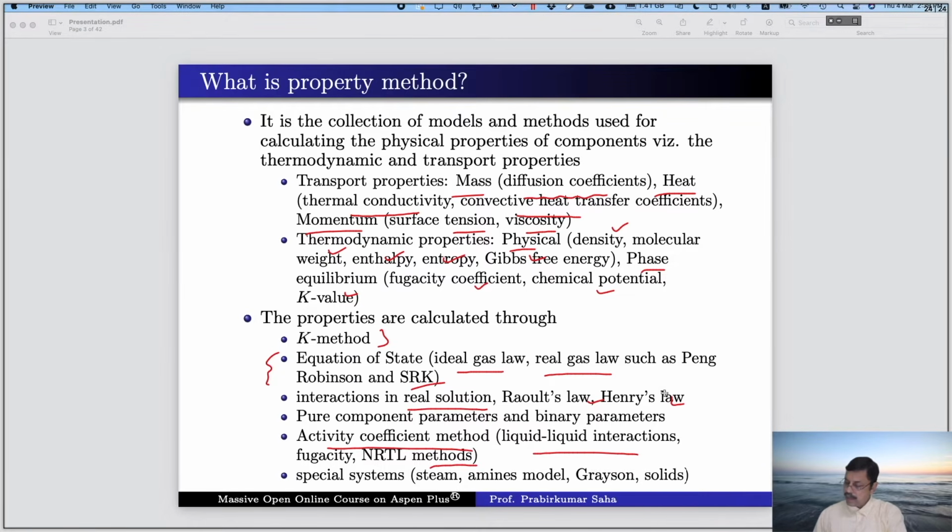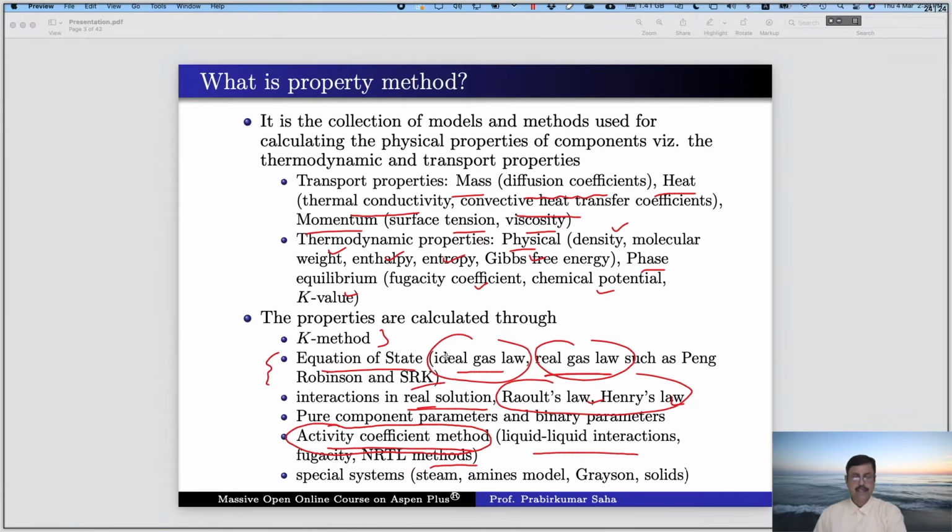When we do not have molecular interaction in the liquid or vapor phase, we can use the ideal gas or ideal solution laws. But the moment we have liquid-liquid interaction, the molecular interaction between 2 liquid elements or 2 gaseous elements, in that case, it will be real gas law or real solution. For that, we have to use the activity coefficient method for real solution or the real gas law equation of state.